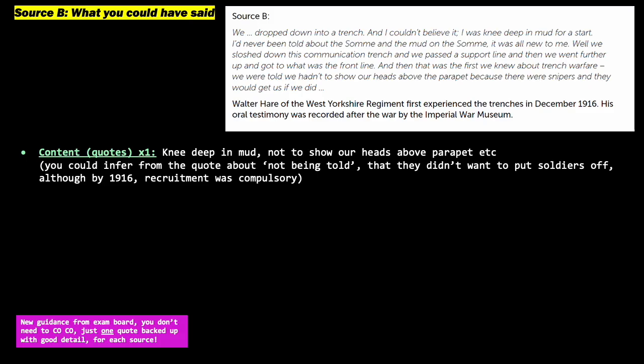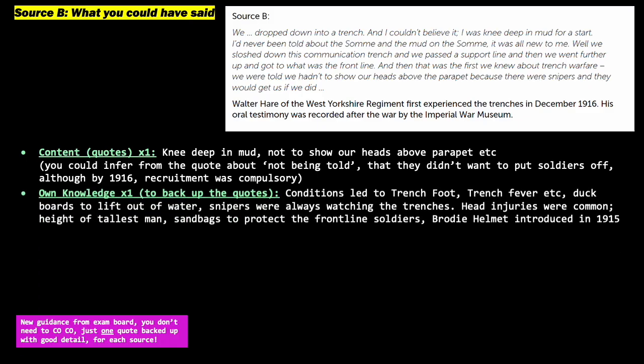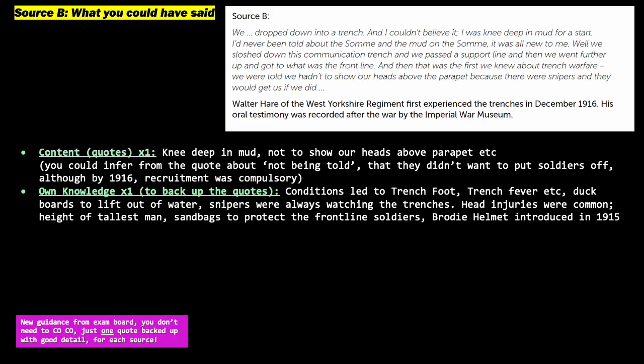In this case, you could be inferring that he says they weren't being told about them, possibly because they didn't want to put the soldiers off. Although you can see by December 1916, you should know with your own knowledge that recruitment at this point was compulsory, so it wasn't really a case of trying to put them off. They had to sign up, didn't they? So there are two things you could think about, and then your knowledge to back those two quotes up.